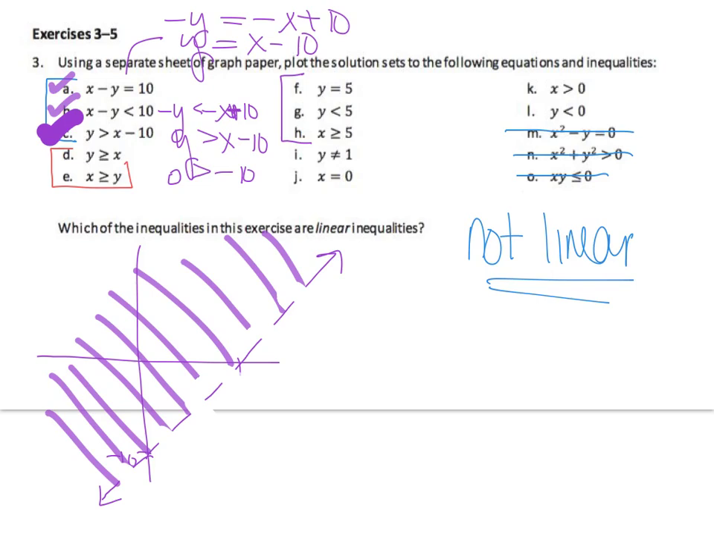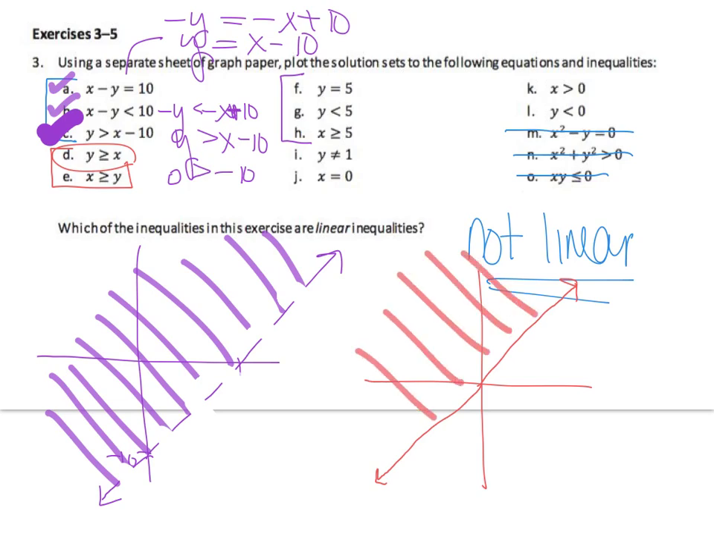Okay, let's do D and E in red. My y-intercept is 0, my slope is 1. That means my line is going to look a little bit like that. Here the test point really doesn't work, but I know that y is greater than x, so I shade everything up and to the left. That's part D.